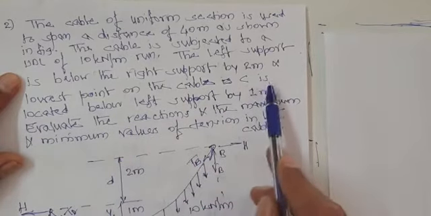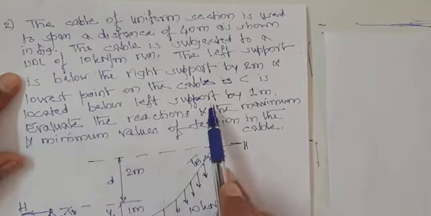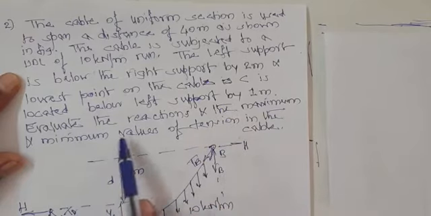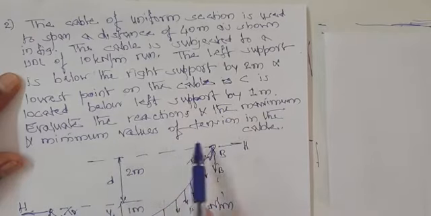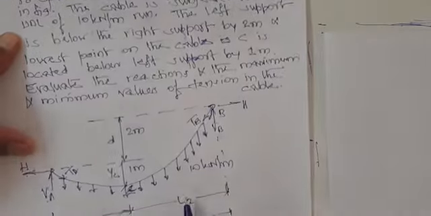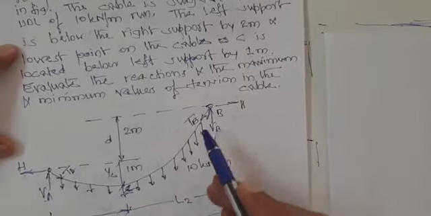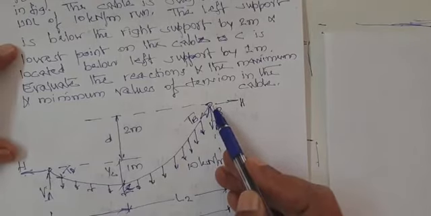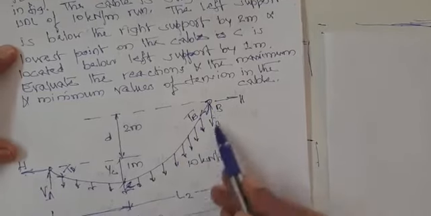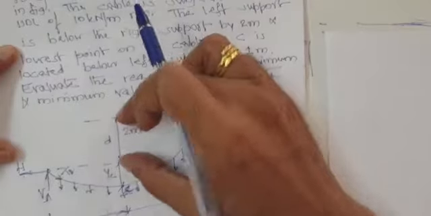Lowest point on the cable C is located below left support by 1 meter. Evaluate the reactions and the maximum and minimum values of tension in the cable. Okay. If you look at this, left support is below the right support by 2 meter. Means the difference in level between the supports is 2 meter, that is 2 meter.